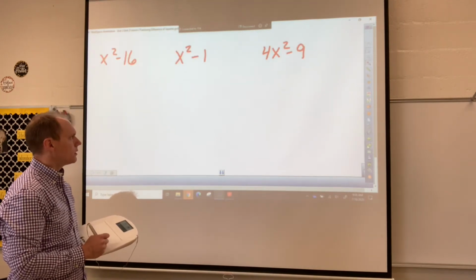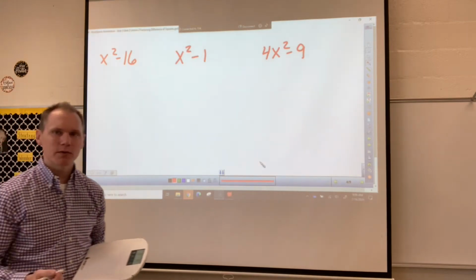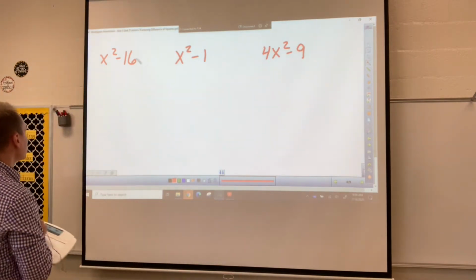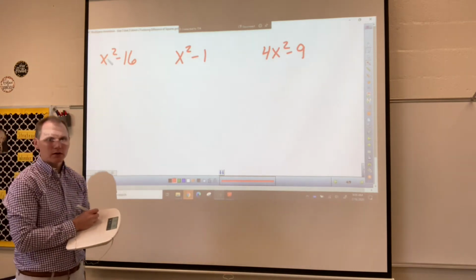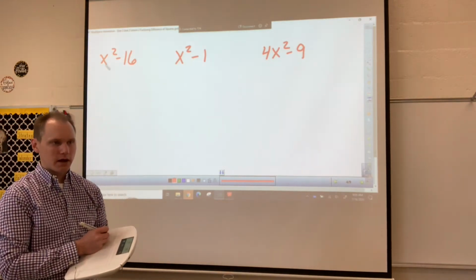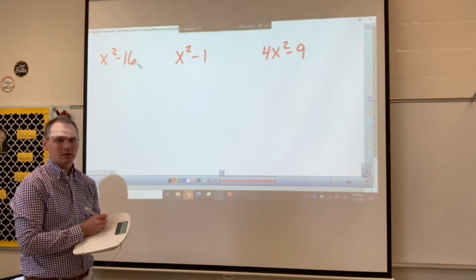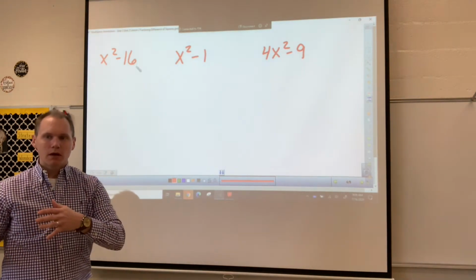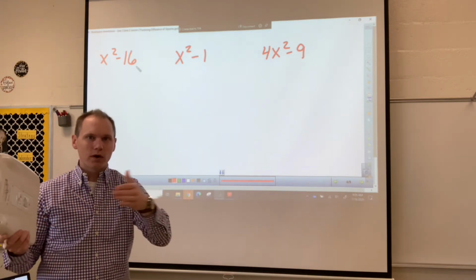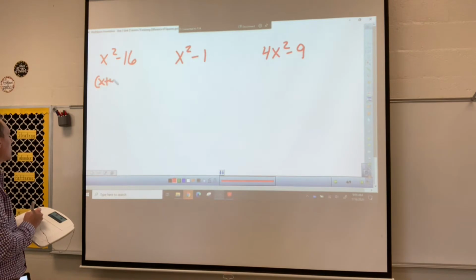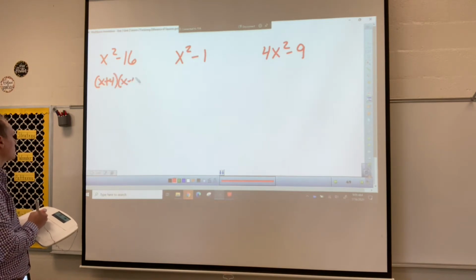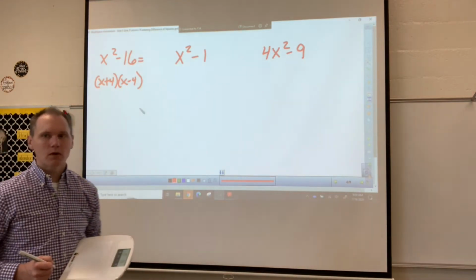But let's look at some quick examples, and hopefully this will make a little bit more sense. X squared minus 16. What's the square root of x squared? X. And what's the square root of 16? 4. So it's going to be x and 4 in our parentheses. One of them is going to be x plus 4, and one of them is going to be x minus 4.